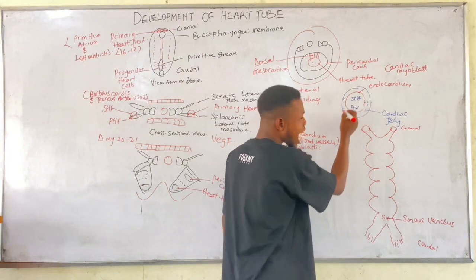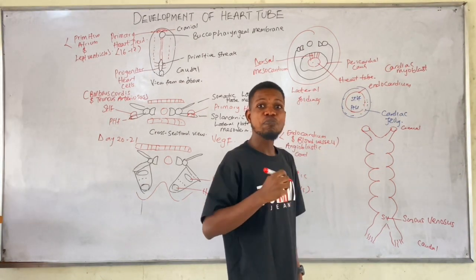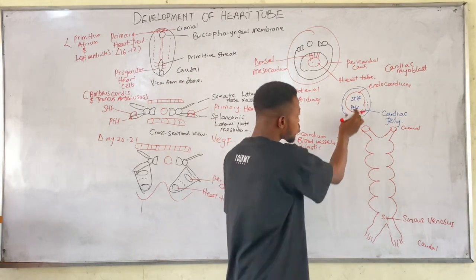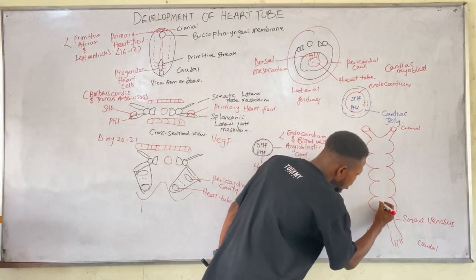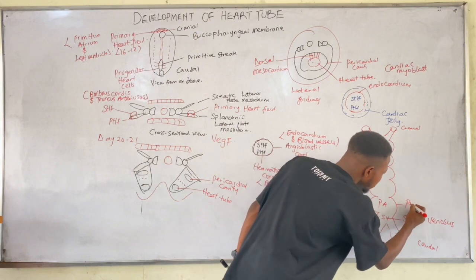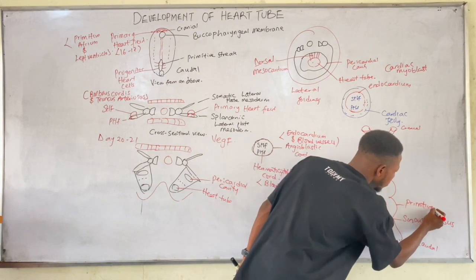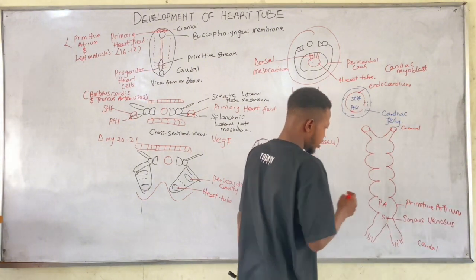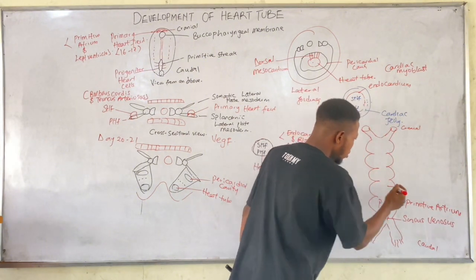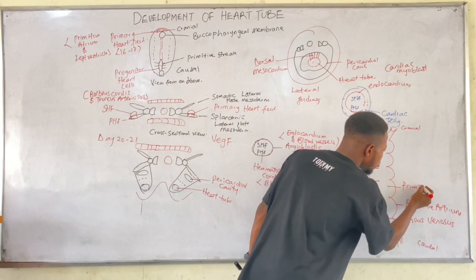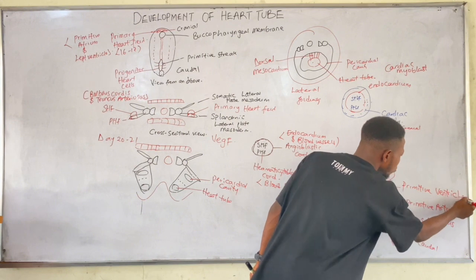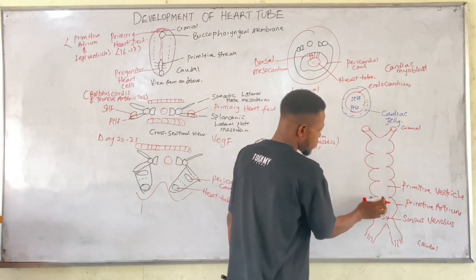Now, I said the primary heart tube will give rise to the primitive atrium and the primitive ventricle. So the primary heart tube becomes the PA, which is the primitive atrium. Then it's also going to form the primitive ventricle, which will give rise to our left ventricle. That's all about the primary heart tube.